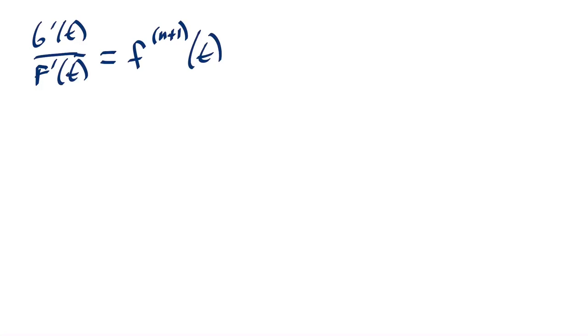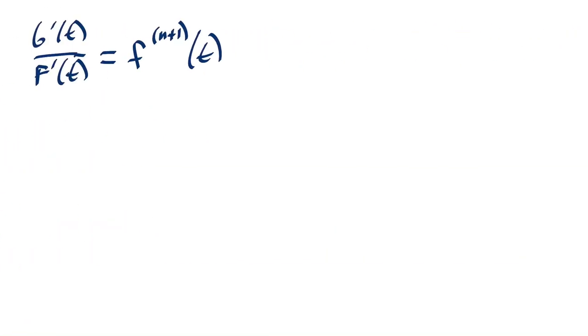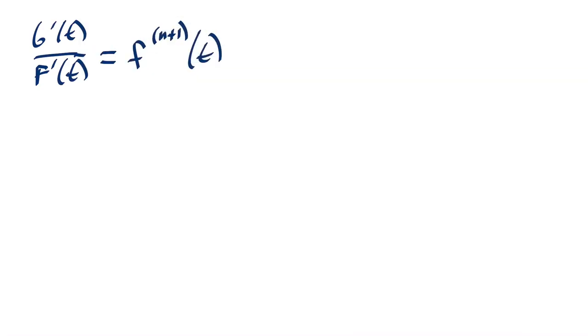Now, maybe you're starting to see why we went through all this rigmarole, and that's because this piece, g prime divided by f prime, is exactly the piece that we want to put the c in. So this is the part that has the hidden c in it. And it's g prime divided by f prime, which is exactly what shows up when we do our generalized mean value theorem. So let's come over and talk about that generalized mean value theorem.